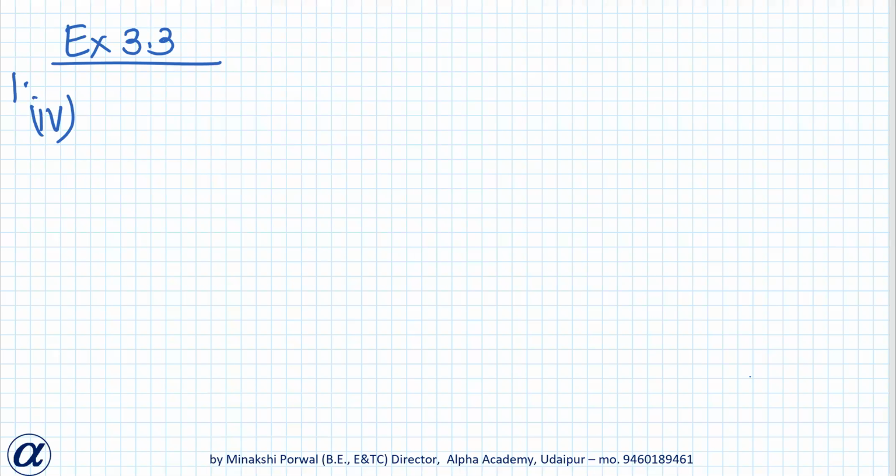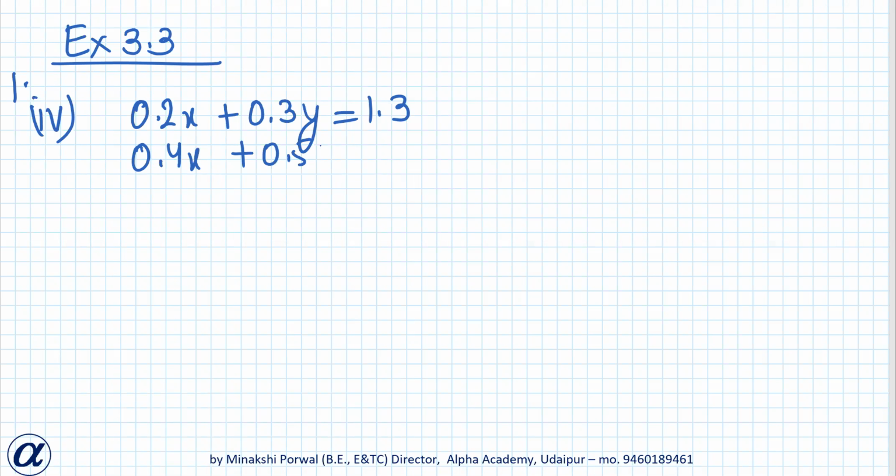So question 1, fourth part: 0.2x plus 0.3y equals 1.3, and 0.4x plus 0.5y equals 2.3. Okay. Now, can anybody tell me what should be the first step for doing this problem?